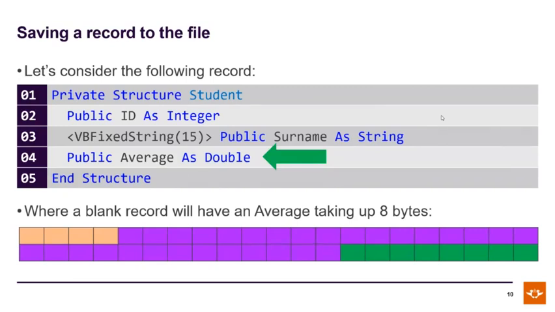So VB fixed string is a keyword. It identifies the fact that you have a fixed string length. The string will always be of length 15, regardless of how much information is being filled.